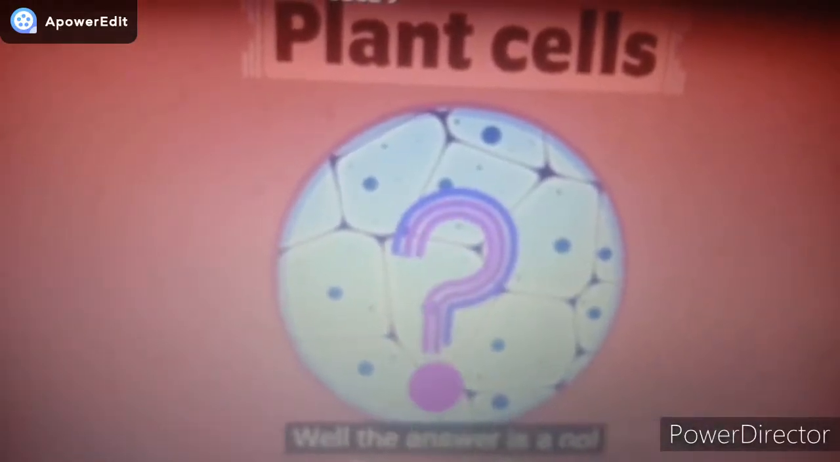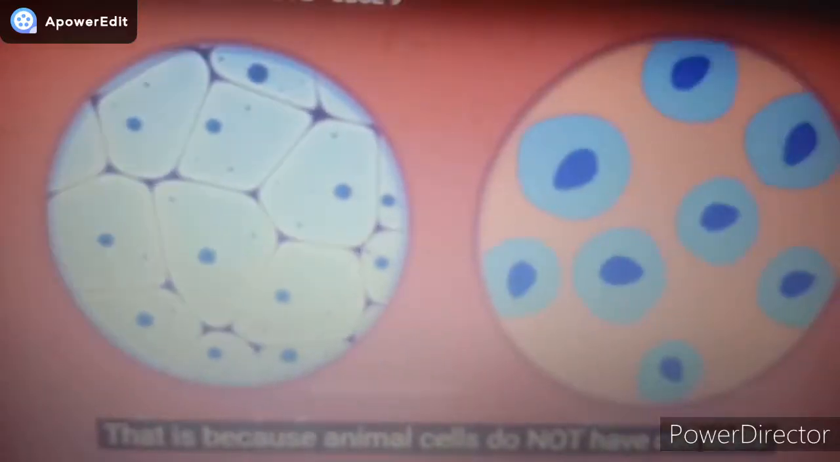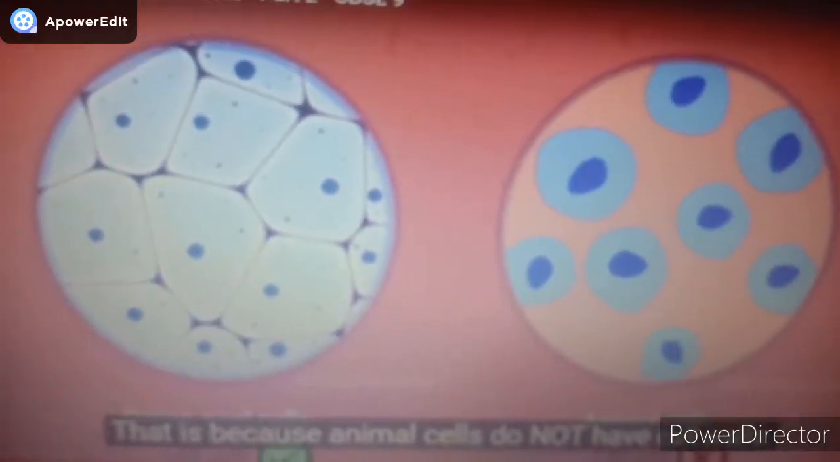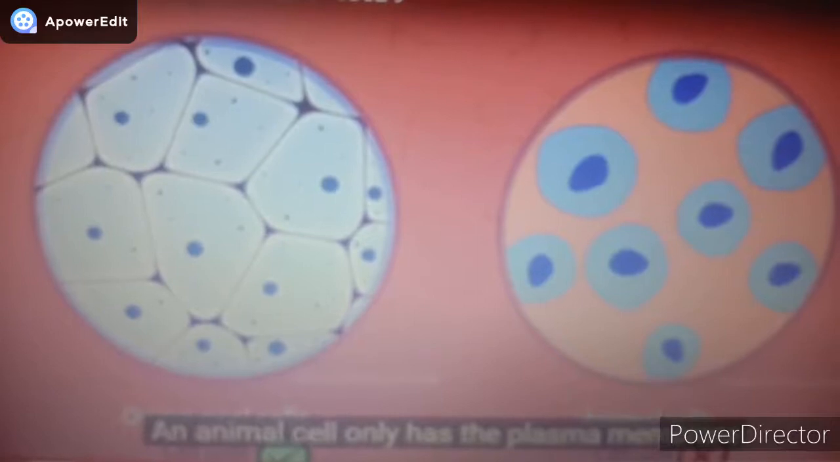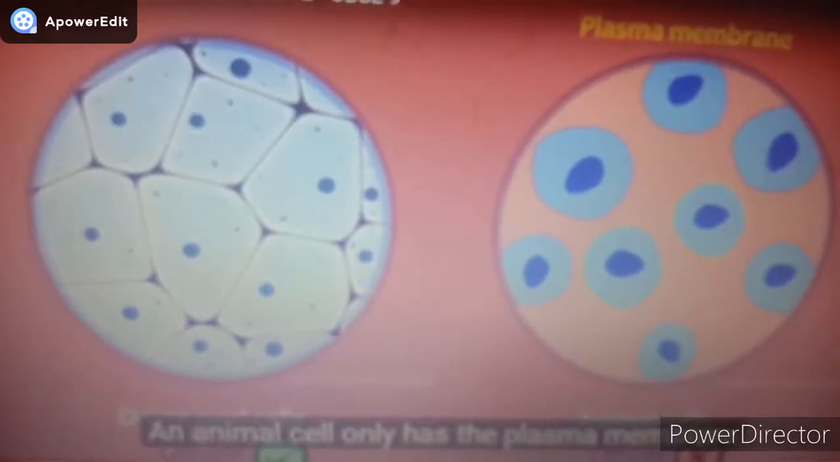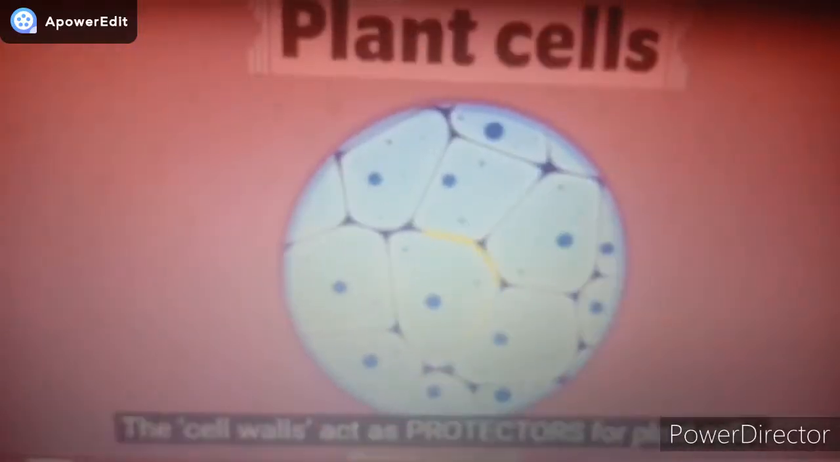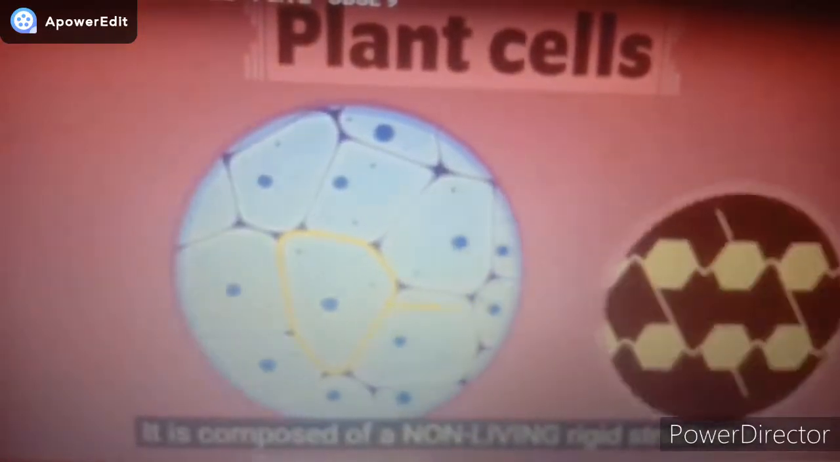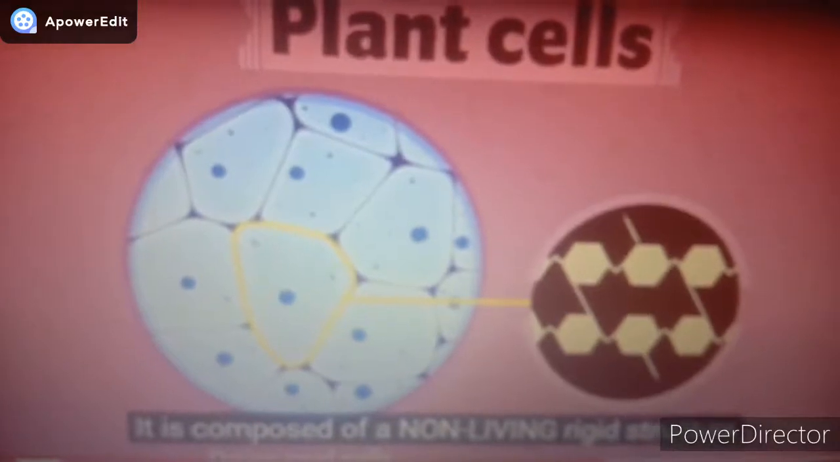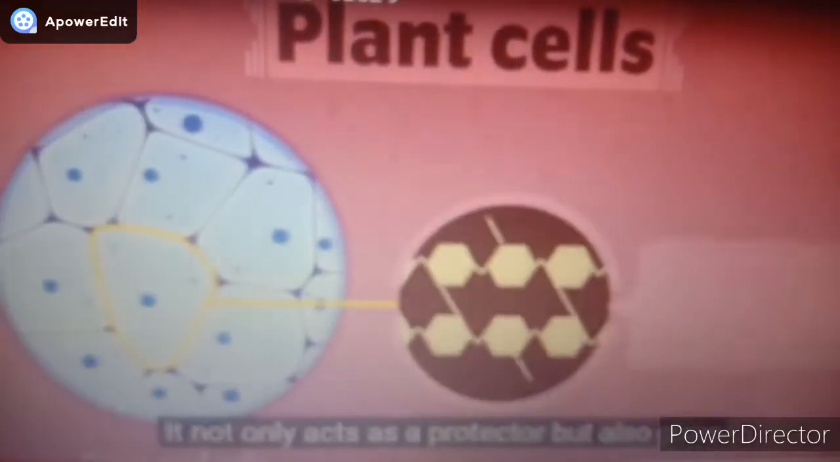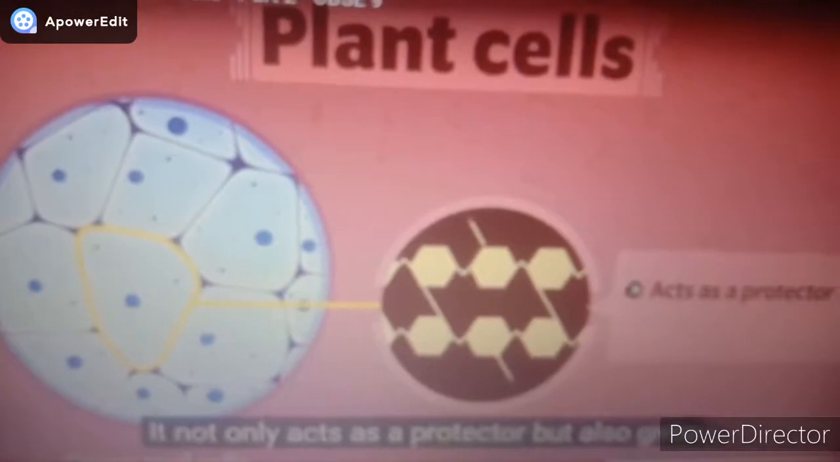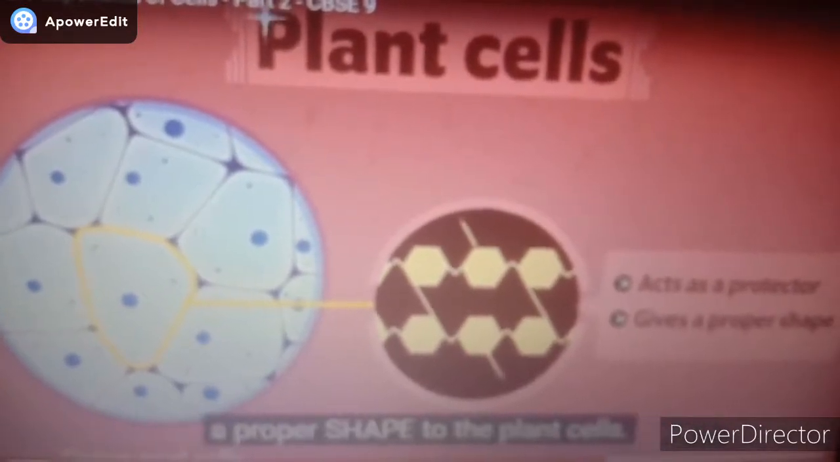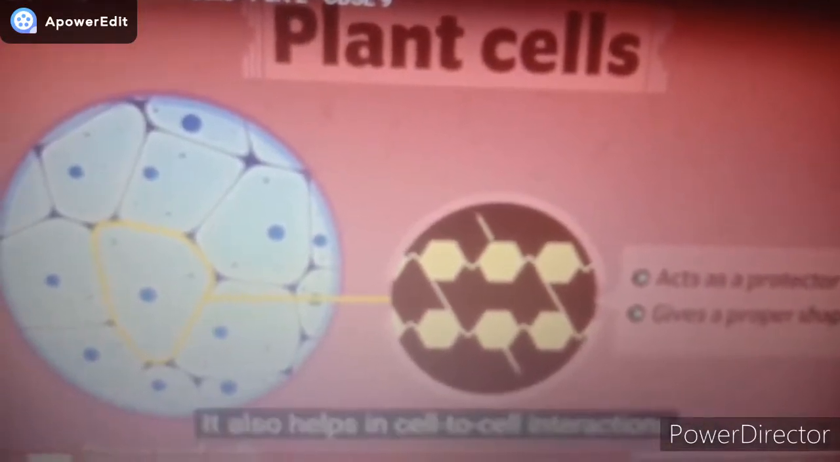Do you think all cells have a cell wall? Well, no, because animal cells don't have a cell wall, they have only a plasma membrane around them. Plant cells have a cell wall so that it can give them protection. It is composed of a non-living rigid substance made up of cellulose. It not only acts as a protector but also gives proper shape to the plant cell.